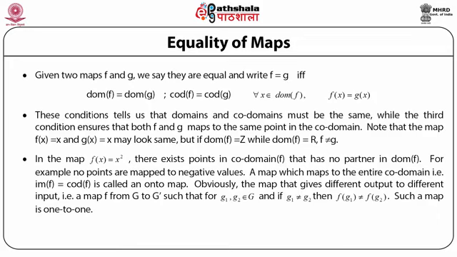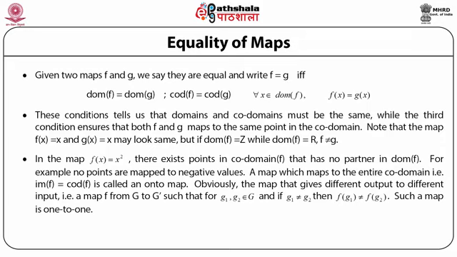So there exist points in the codomain of F that have no partner in the domain of F. For example, no points are mapped to negative values. A map which maps to the entire codomain, that is, if the image of F is the codomain of F, is called an onto map.